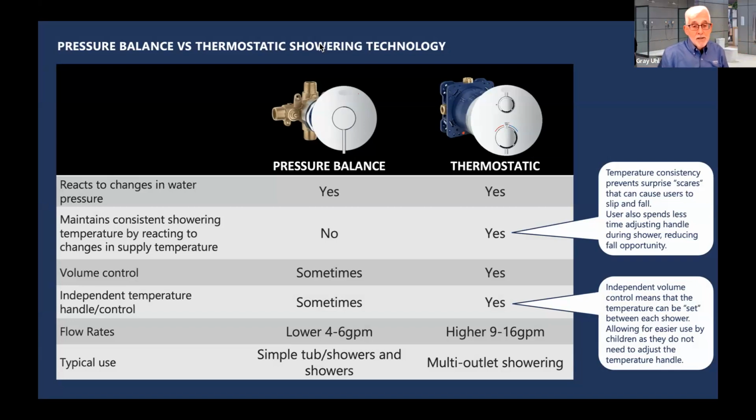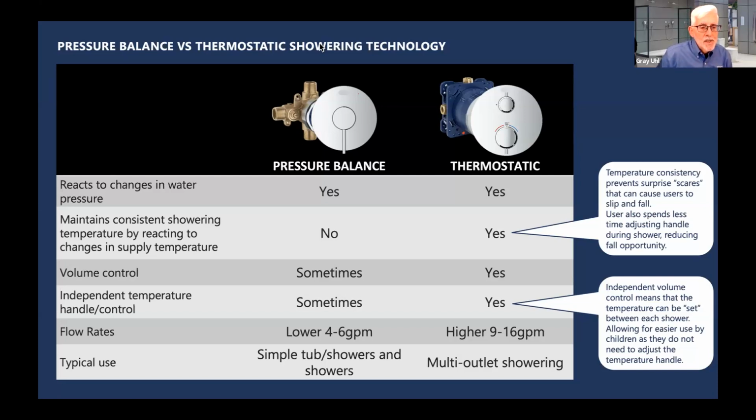Flow rates is a big deal. If you're going to have multi-showering outlets, like I'm going to have a handheld and side body sprays or a shower head and side body sprays, thermostatic's the better way to go. I'm going to get a 9 to 16 gallon per minute flow rate, where my pressure balance is only going to be 4 to 6 gallons a minute flow rate on average.